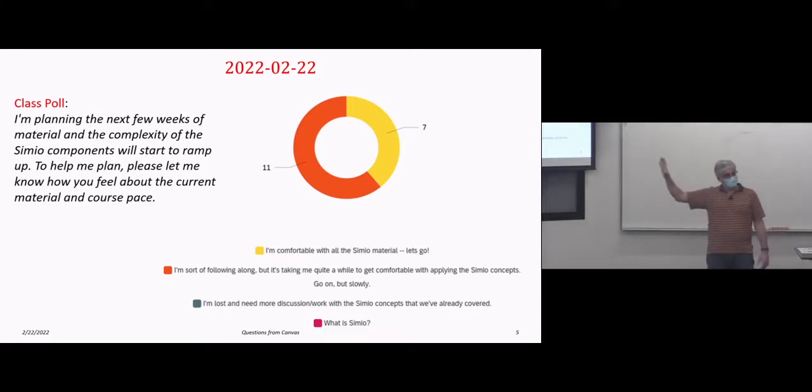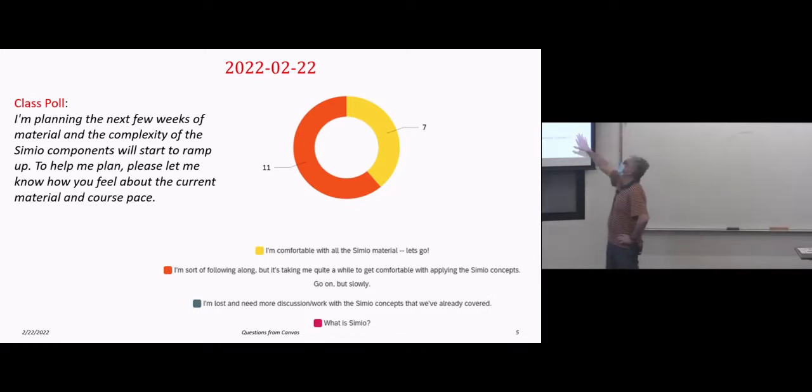And as a result of this, I kind of modified our schedule a little bit. So let me elaborate on that for just a second. I asked this question of, tell me where you are with Simio. I'm comfortable with the material, let's go. Sort of following along. Take me quite a bit of time to get comfortable, but go on slowly. Those are the only 2 responses I got. So I got 7 responses on I'm comfortable, let's go. 11 responses on it's taken me quite a while, so go slowly.